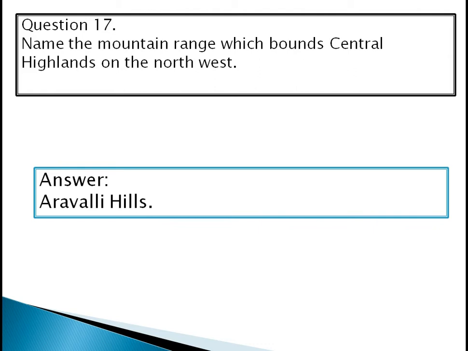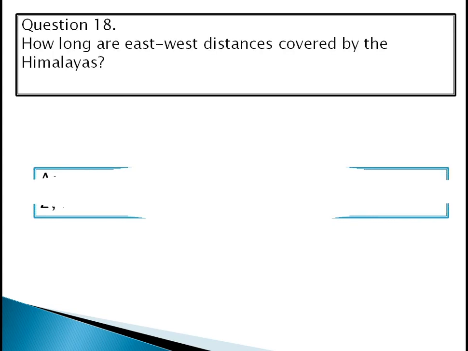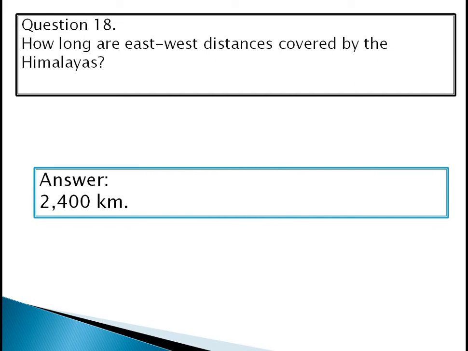Question number 18. How long is the east-west distance covered by the Himalaya? From east to west, the distance of Himalaya is asked here. Check out the answer. That's 2,400 kilometers in an arc shape.